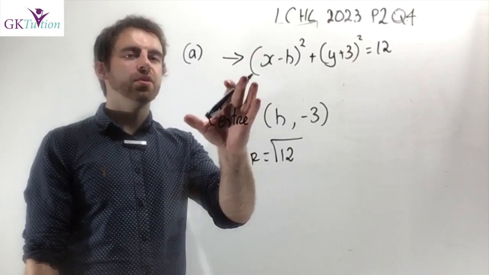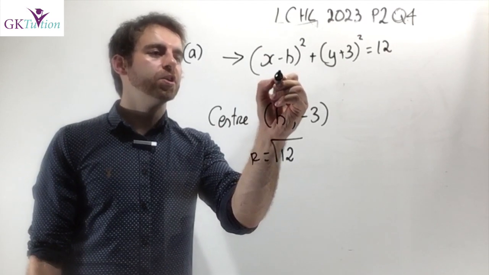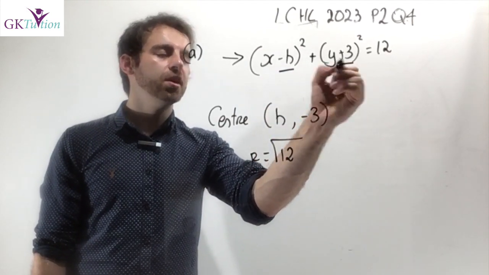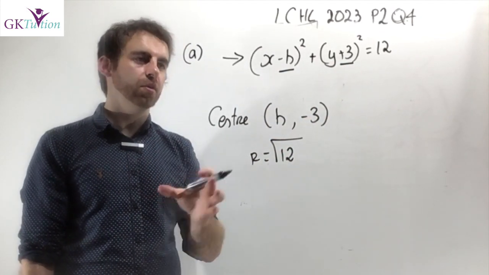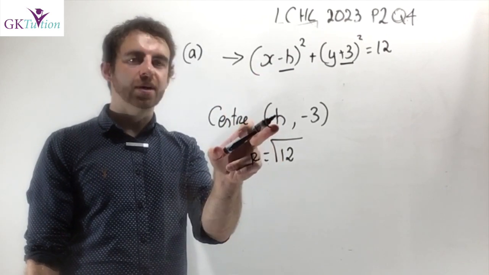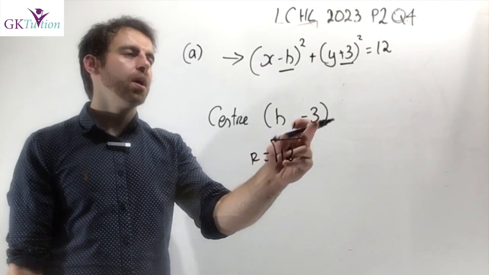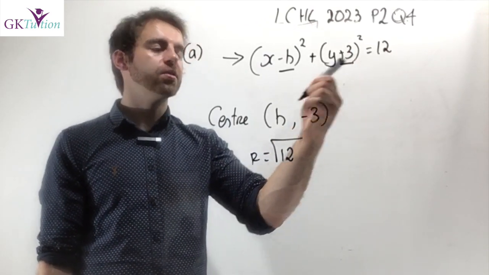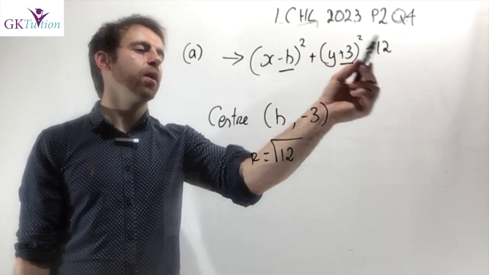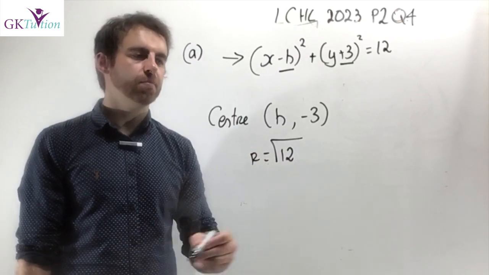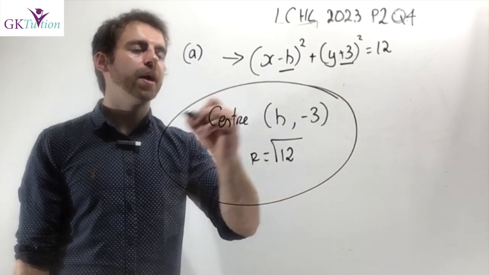Essentially, when you have the equation of a circle in this form, you change the sign here and you change the sign here, and that gives you the center of your circle. So if I change this sign, the x value of my center is h, and the y value of my center is -3. And whatever's on the right hand side represents r², so if you get the square root of the right hand side, that's the radius. So this is all you had to write down for part A.